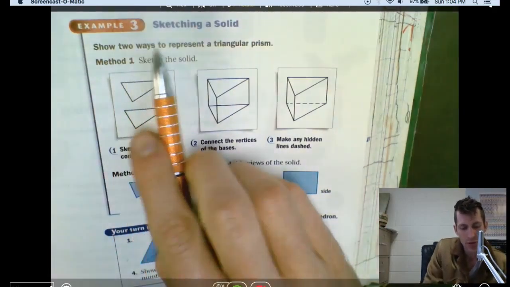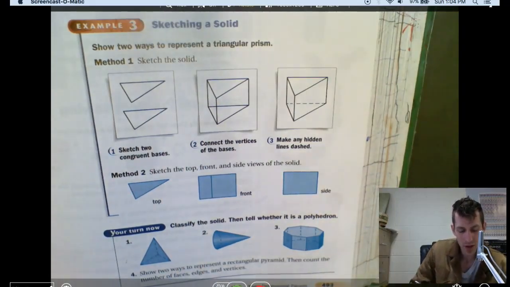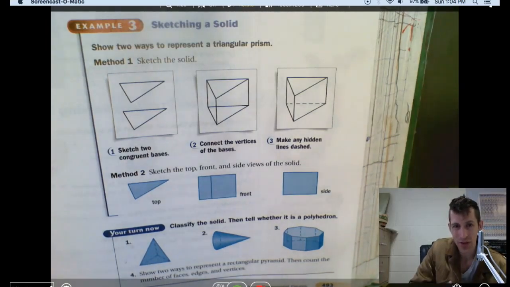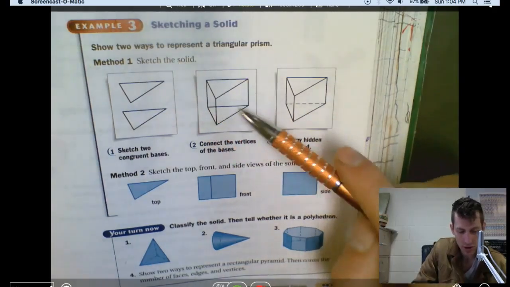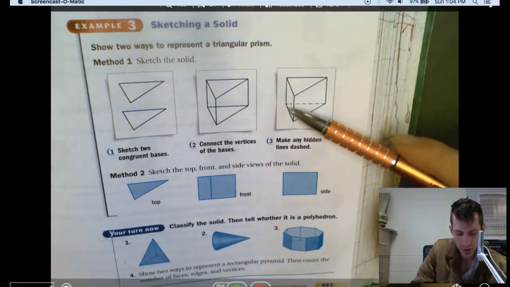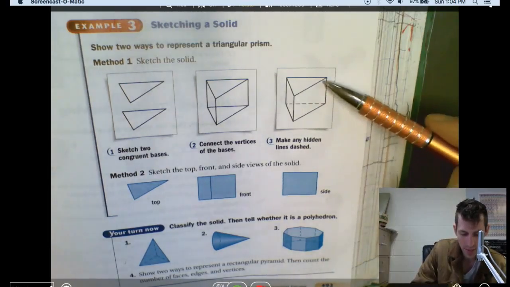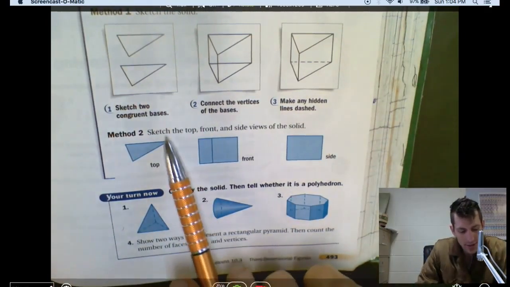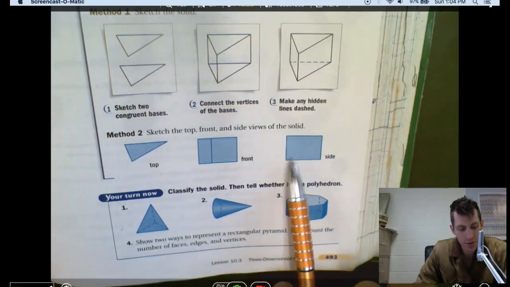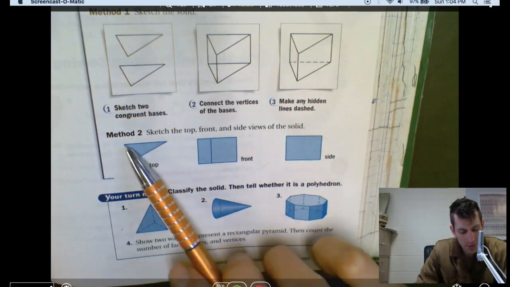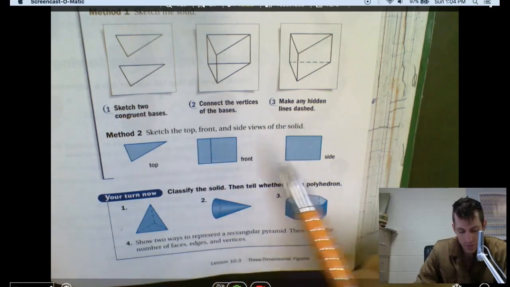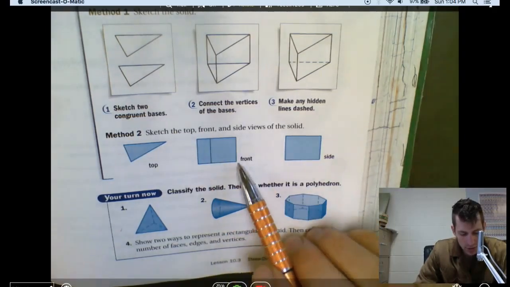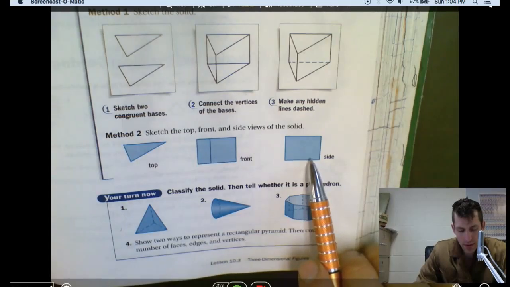Now this is saying show 2 ways to represent a triangular prism. Well, one way is just to draw it. You guys, that's what you're going to default to. Oh, well, just sketch the solid. Let's just draw a triangular prism. Use dotted lines for those hidden lines. But the other way to represent a solid is to sketch it multiple times from different views. So here's a triangular prism. Here's the top view. Here's the view from the front. Maybe you're standing in front of this thing, and this is what you would see. And here's the view from exactly the side.